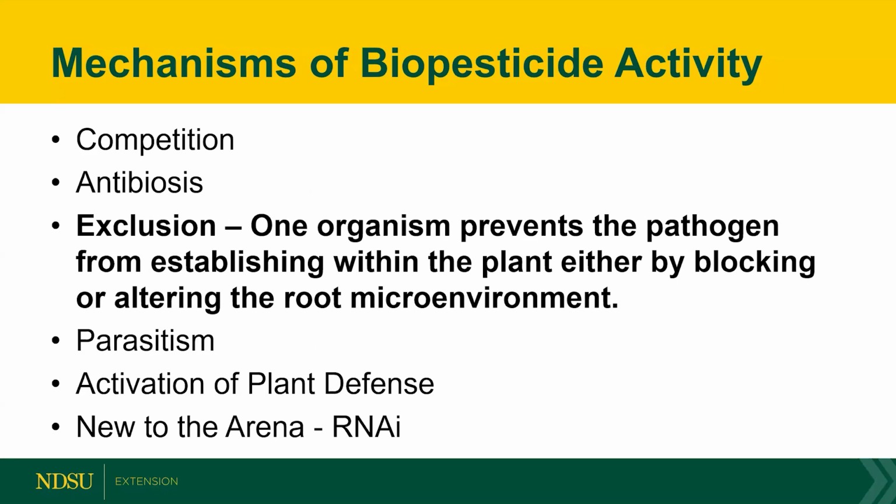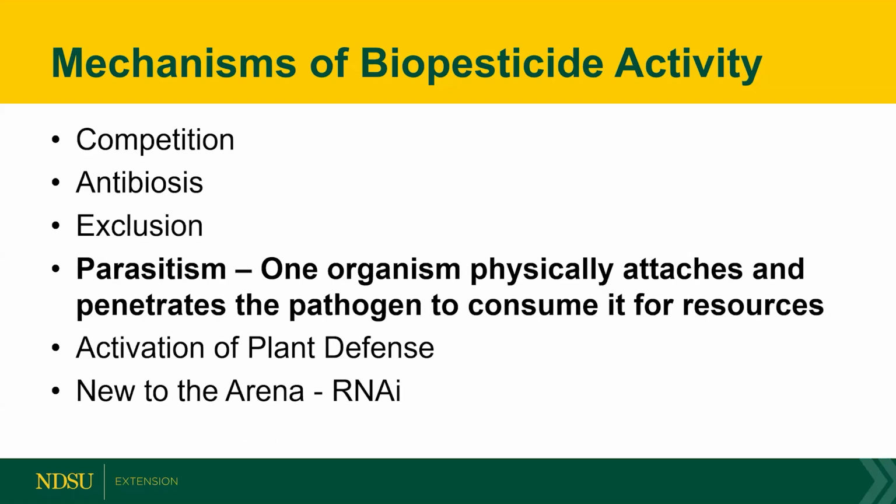Exclusion is preventing the pathogen from infecting. If there was an organism capable of protecting and covering those flower tissues, it would be able to prevent those ascospores from causing that initial infection. And then there's parasitism, which is the next one, and this one is most important for white mold. I'll show a picture here in just a second, in which one organism is physically inserting itself, penetrating into the pathogen and consuming it, breaking it down.